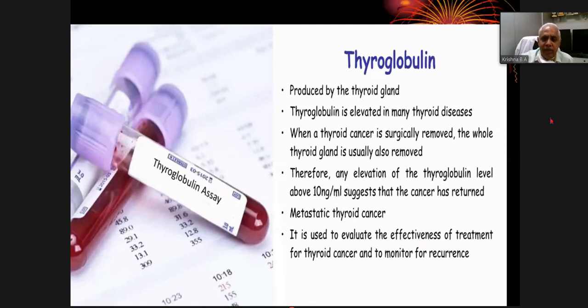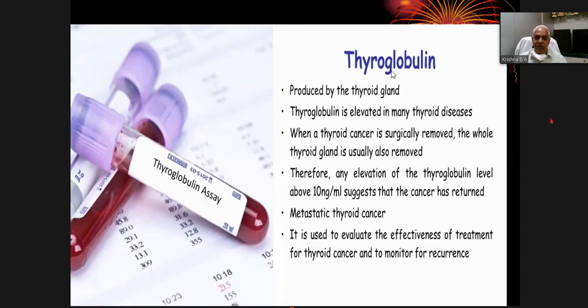Now, thyroglobulin is a very important component of the entire scenario because it's produced by the thyroid gland. It is elevated in many thyroid diseases, but when a thyroid cancer is surgically removed, the whole thyroid gland is usually also removed. So only after the complete removal of the thyroid gland, the thyroglobulin level becomes very decisive in taking treatment decisions. If there is thyroid tissue left in the neck, then the sensitivity of thyroglobulin goes down in the decision-making process.